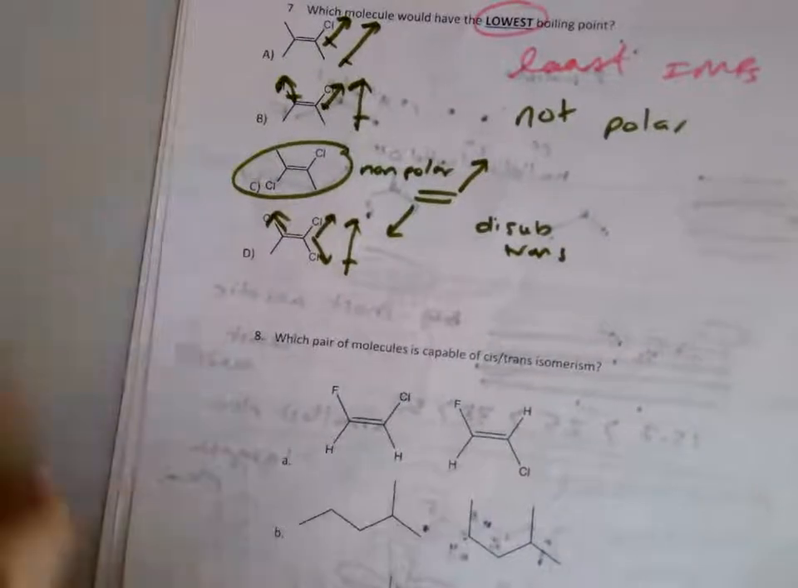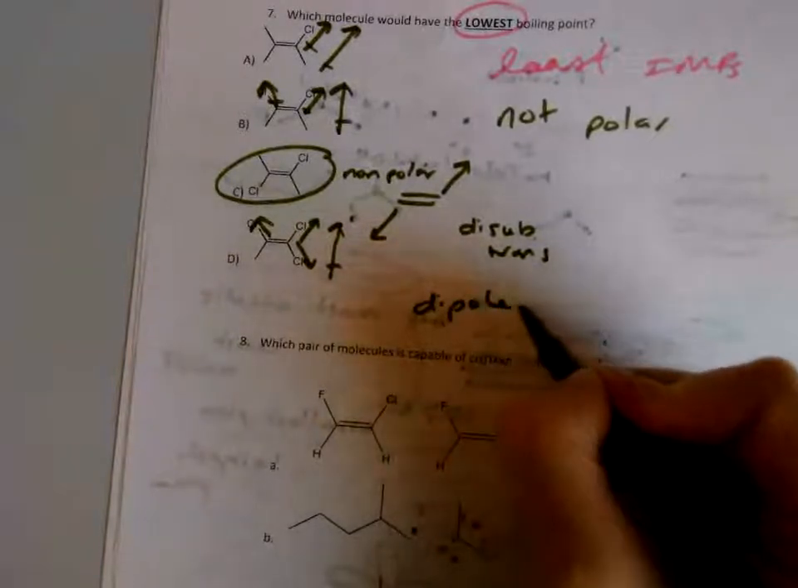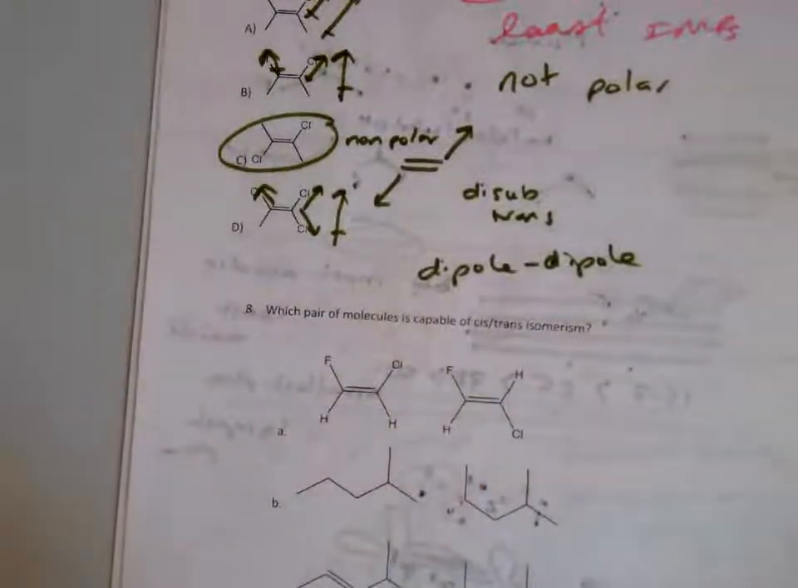So this is the only one that has two bonds pulling in the opposite direction, canceling each other out, meaning it's not polar, meaning it only has dipole-dipole, meaning it's easiest to overcome those intermolecular forces, so that would have the lowest boiling point when you're trying to separate those molecules out and turn them into gas molecules.